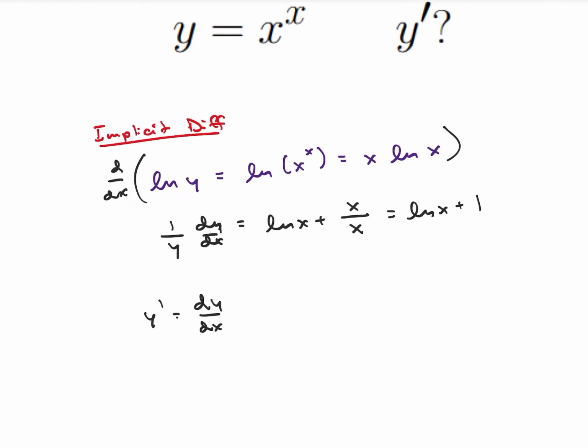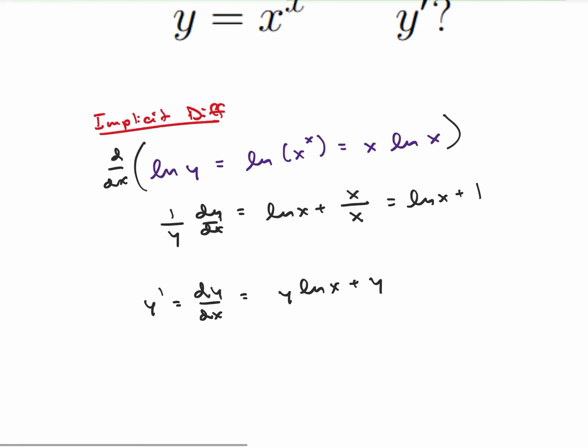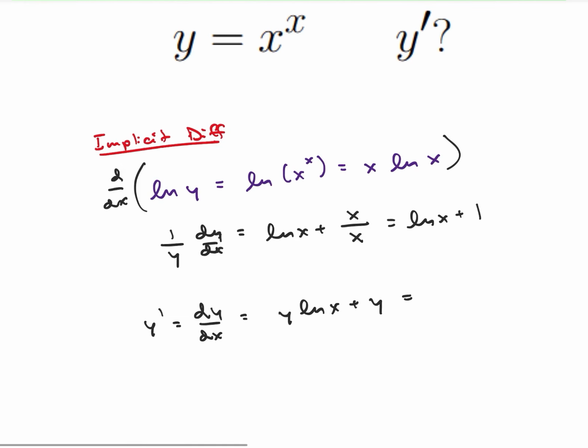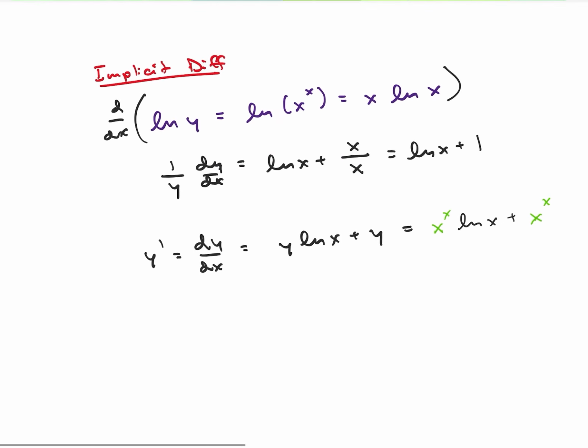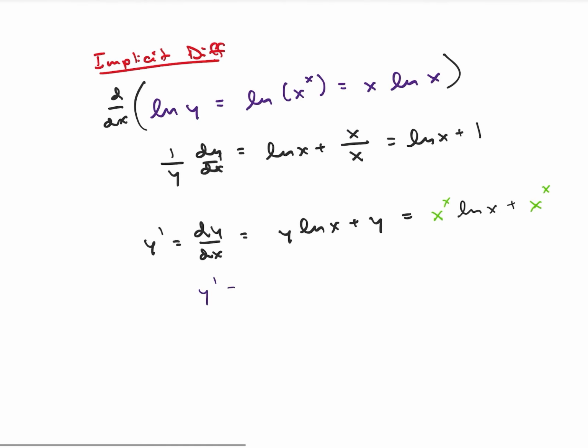So the derivative of y with respect to x, which is just my y prime, is then going to be y times ln of x plus 1, and plugging in my original y, which was x to the x, is going to be x to the x times the natural log of x plus x to the x from above. And so I've solved it in one way. So the first method I've used, I've come out with the derivative as x to the x ln of x plus x to the x. So there's my first solution.